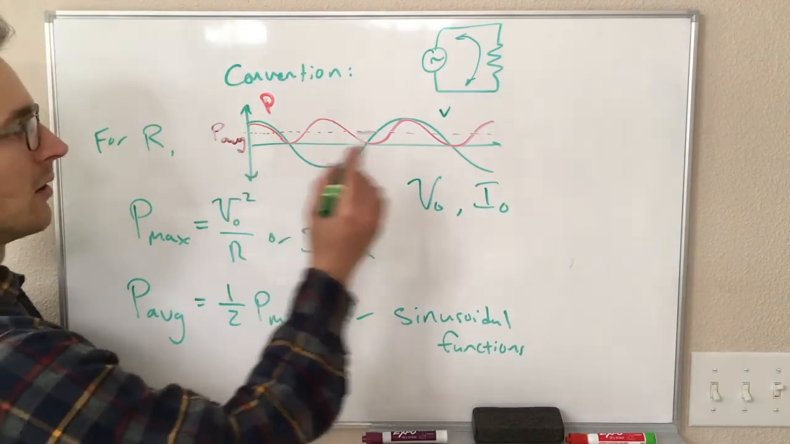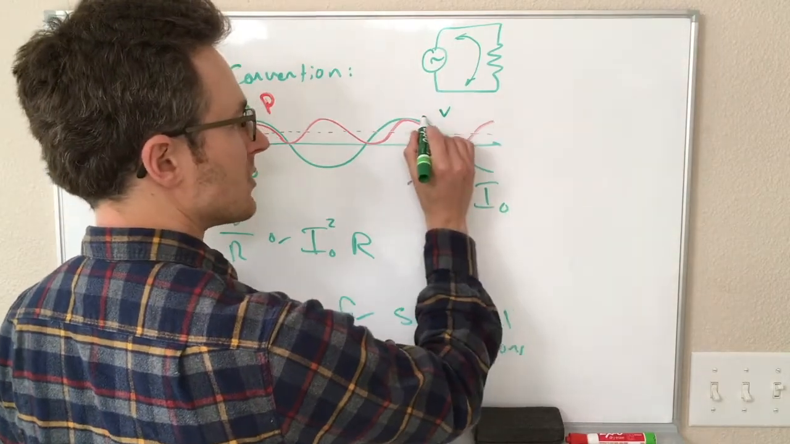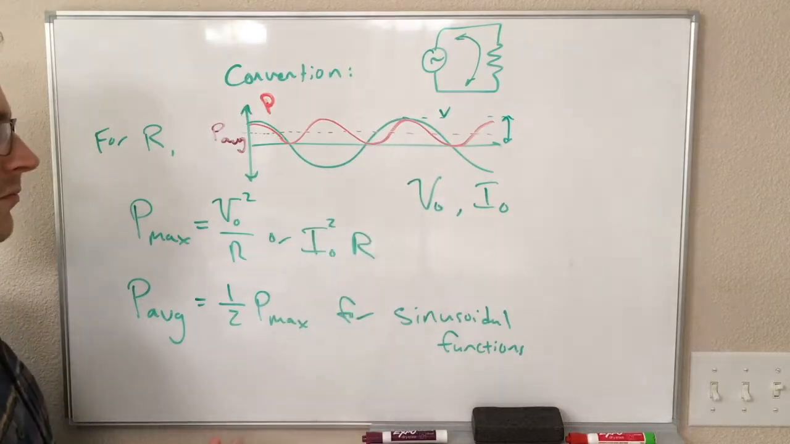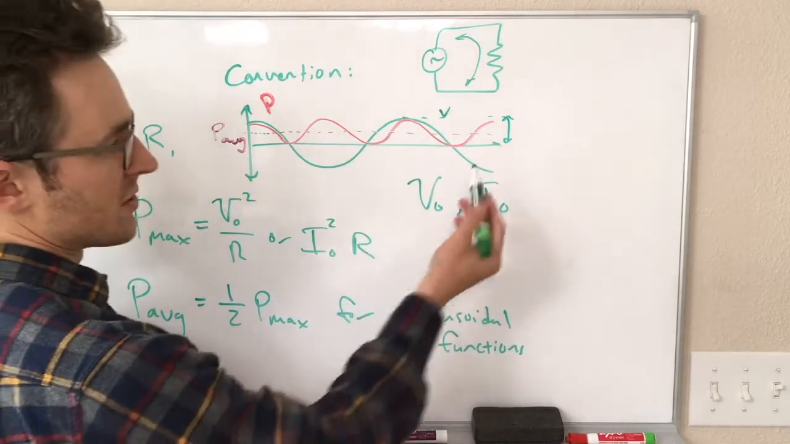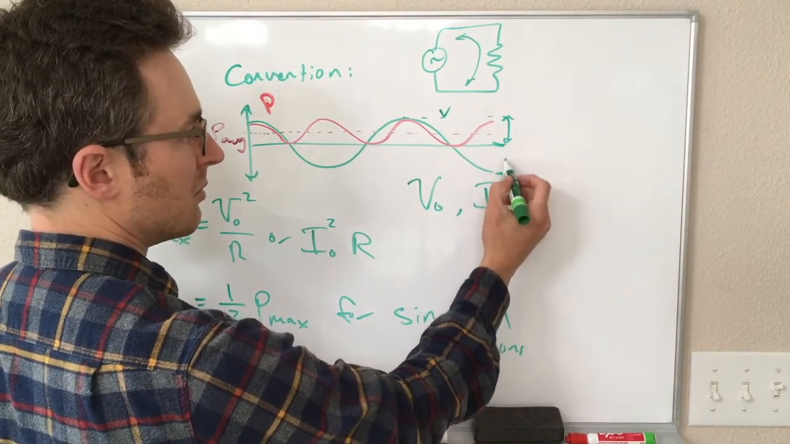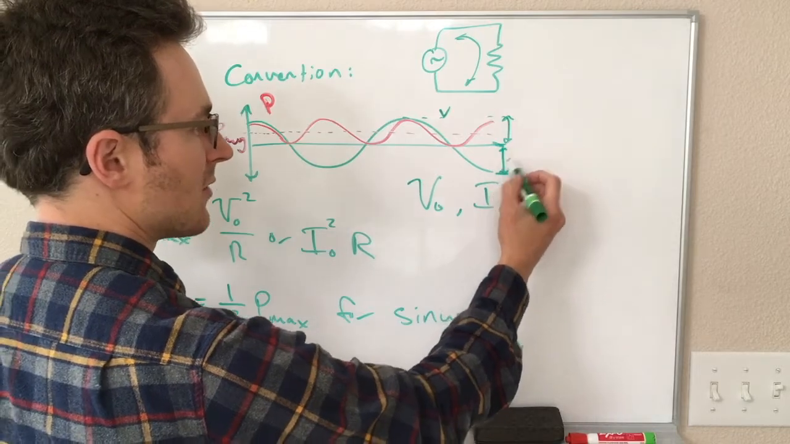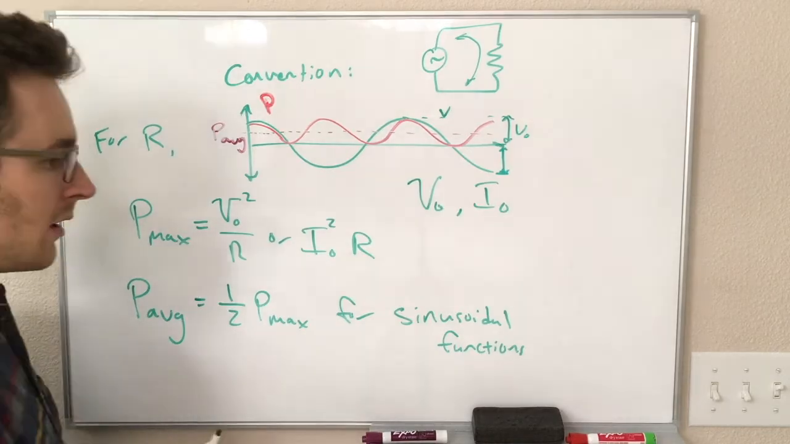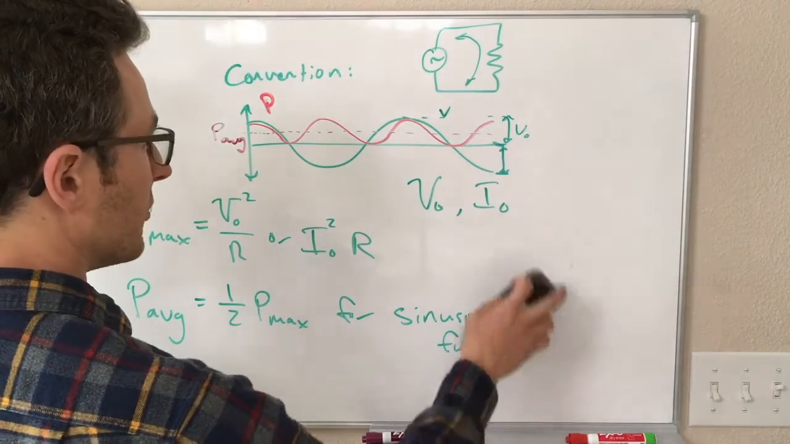So instead of talking about this peak value, right? So instead of talking about the maximum voltage that you have, which is the same as the distance between 0 and the minimum voltage, right? This distance is the same as that. Those are both V0. So instead of measuring your functions in terms of that, we measure them with a new quantity called the RMS voltage.